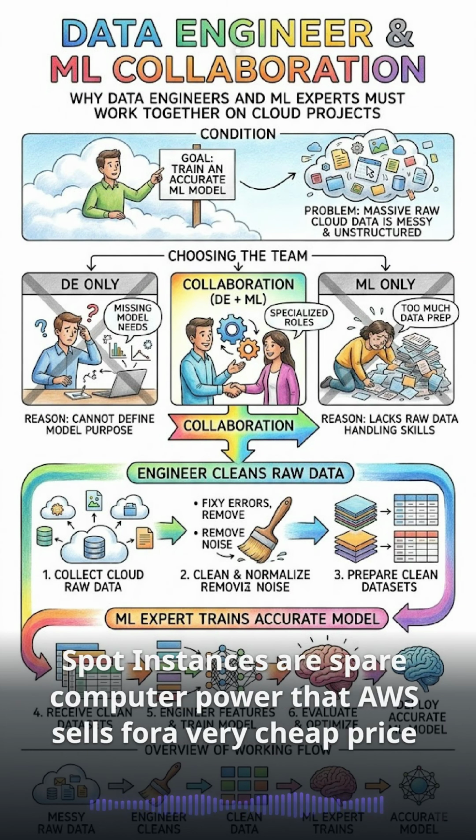Spot instances are spare computer power that AWS sells for a very cheap price when no one else is using it. The only catch is that AWS can take the power back if someone else pays the full price for it. For your S3 storage, you should use lifecycle policies to move old data to a cheaper storage class like S3 Glacier.